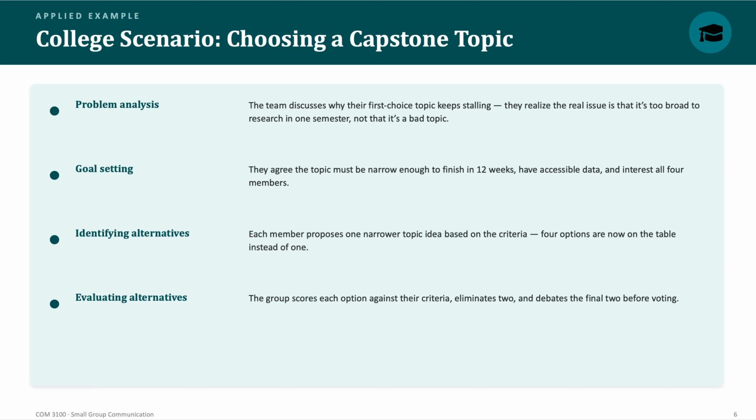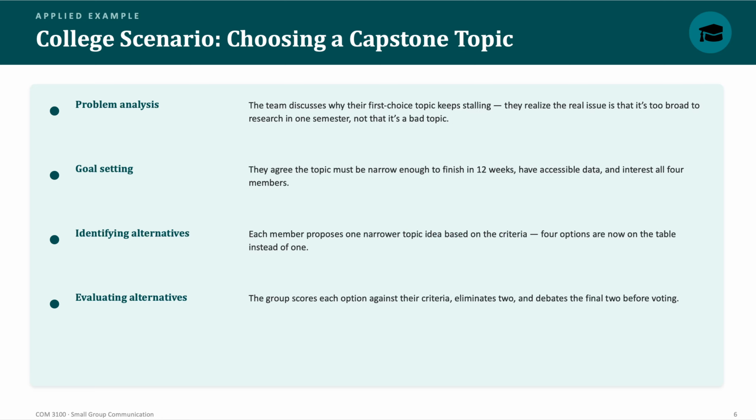So here's a capstone topic example. If you're having a group that has to choose what you're going to do for your final graduation project, right? You realize you've got an issue that may or may not be good. It may be too broad for what you're trying to tackle in the next 12 weeks that you have to finish it. So you've got to narrow it down. So you're analyzing the problem, coming up with a solution, and setting goals. Hey, it's got to be done by this week. We all want to do a good job. We have this much time left. So we've analyzed the problem and set goals, right?